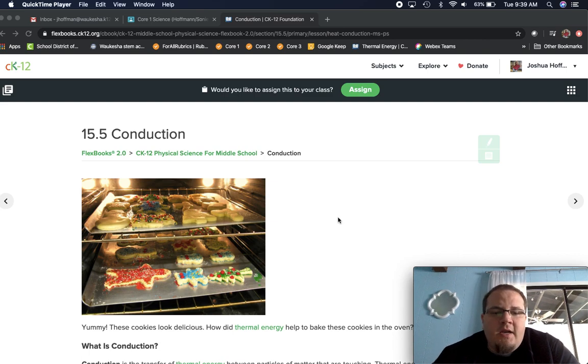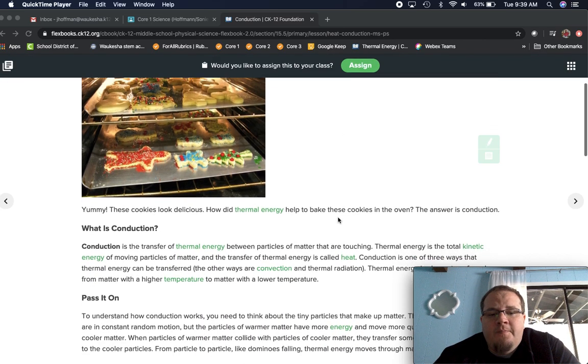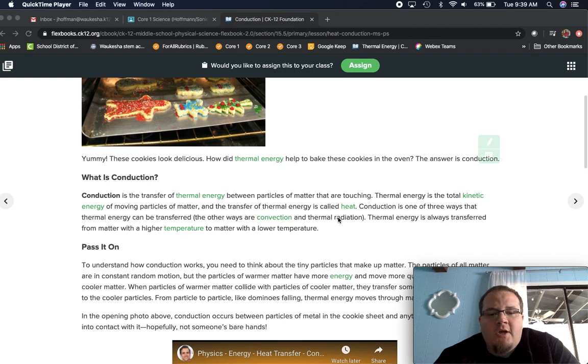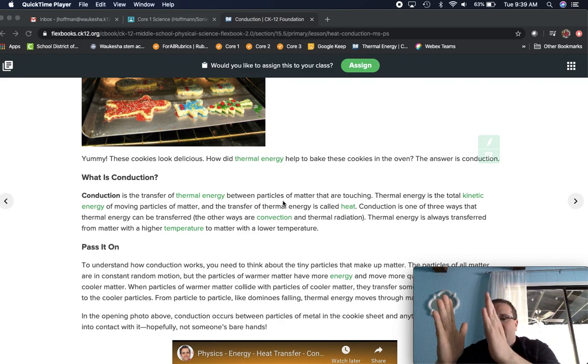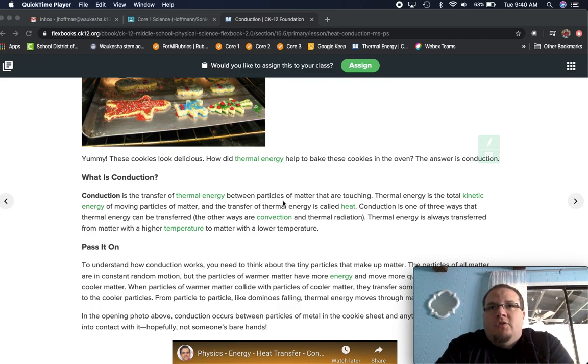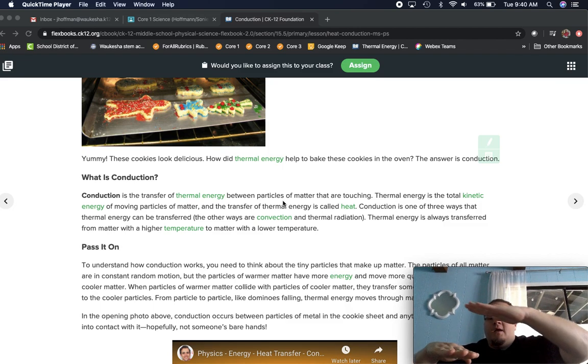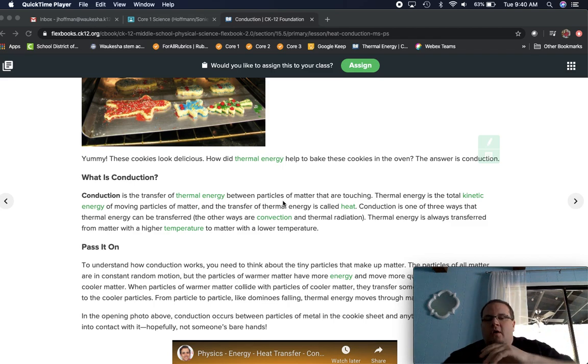As you're reading today, you're going to be reading about how conduction works when particles of matter are touching each other. In order for that energy to transfer, it has to go from here to here. If you think back to one of our activities earlier in the week, a stove would be a great example of that. When you think about your pan and your heater coil, they're touching each other, and that's the way that energy is transferred.